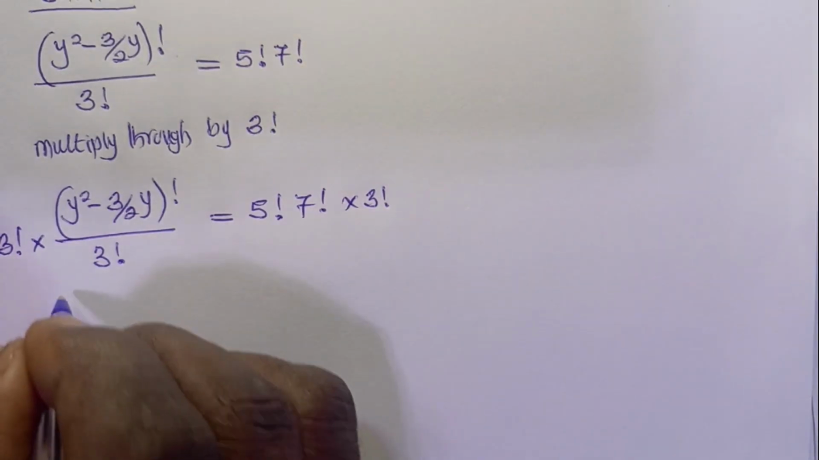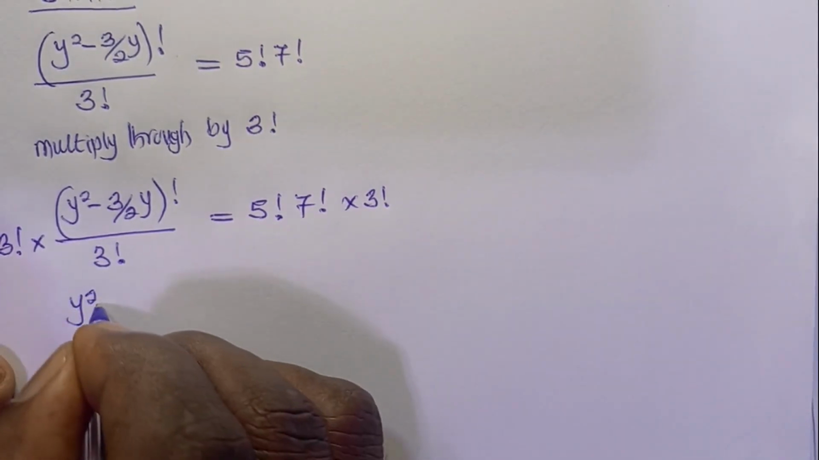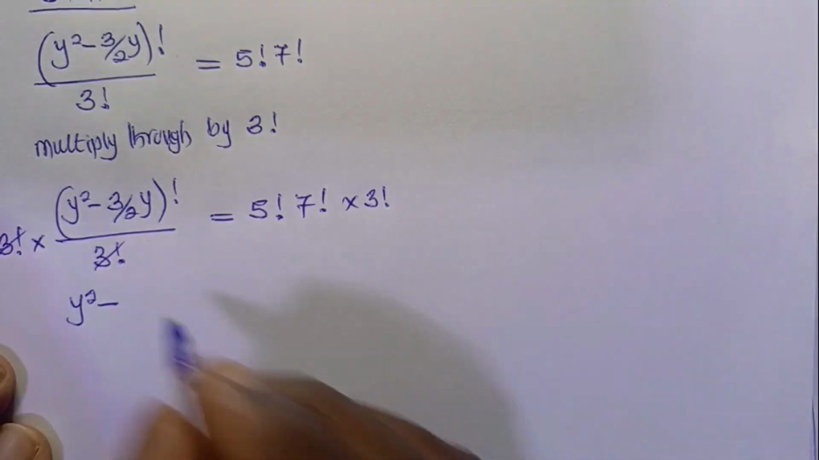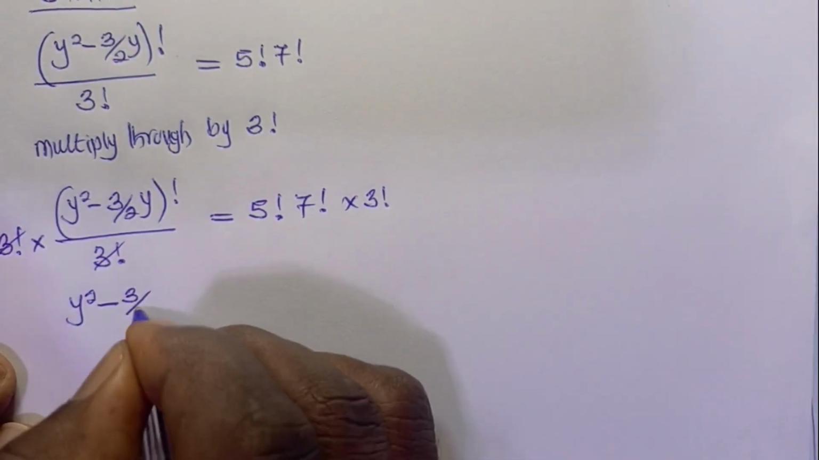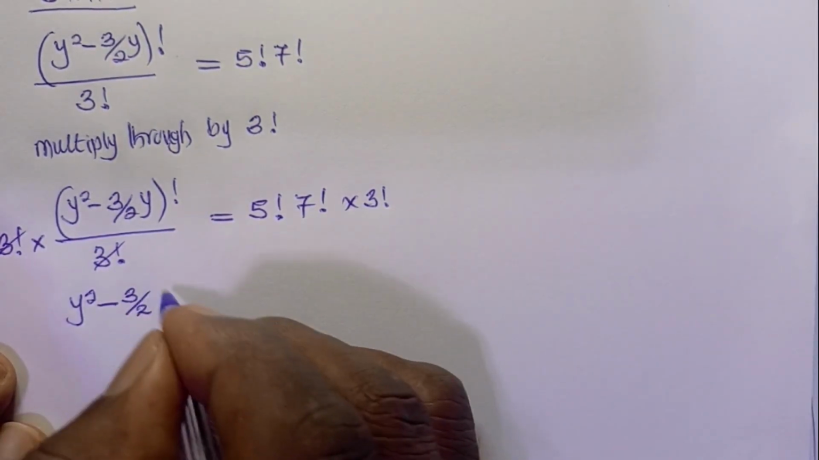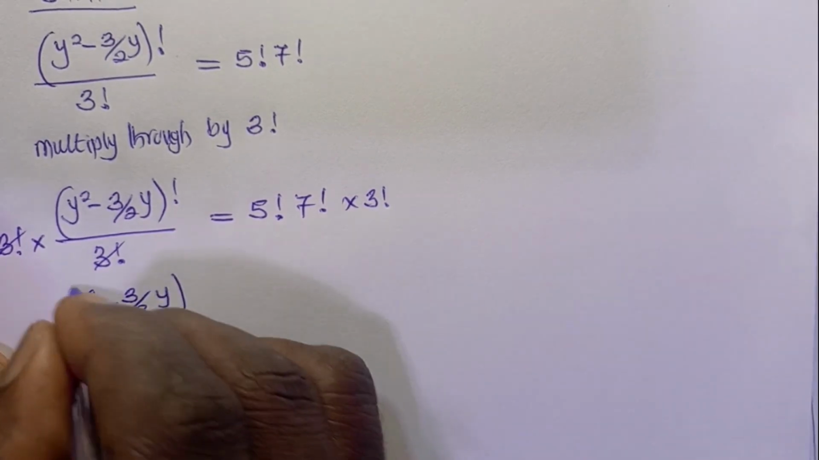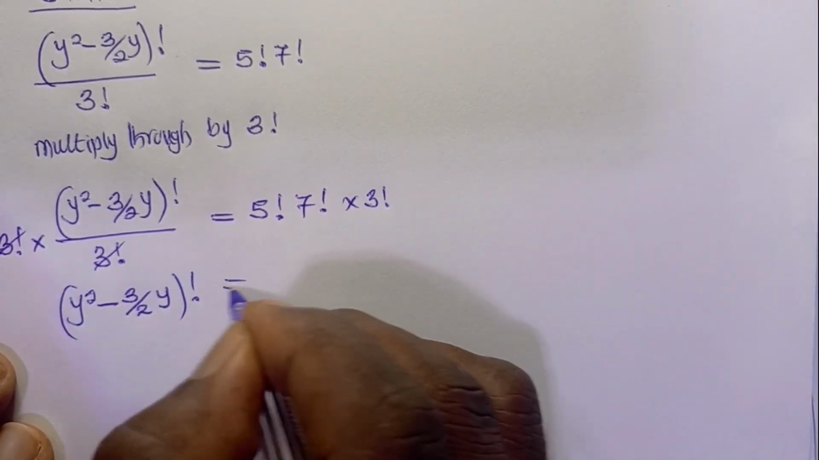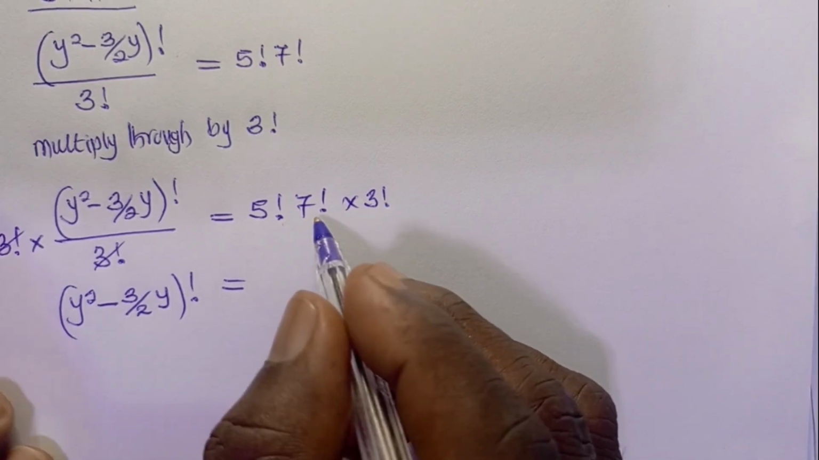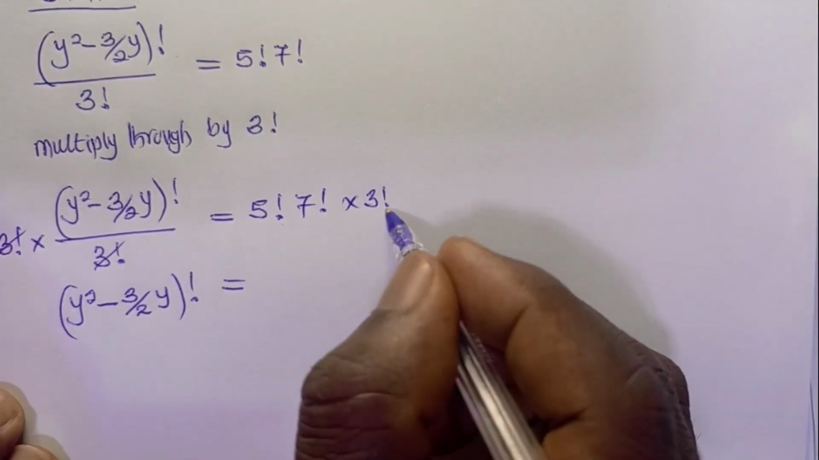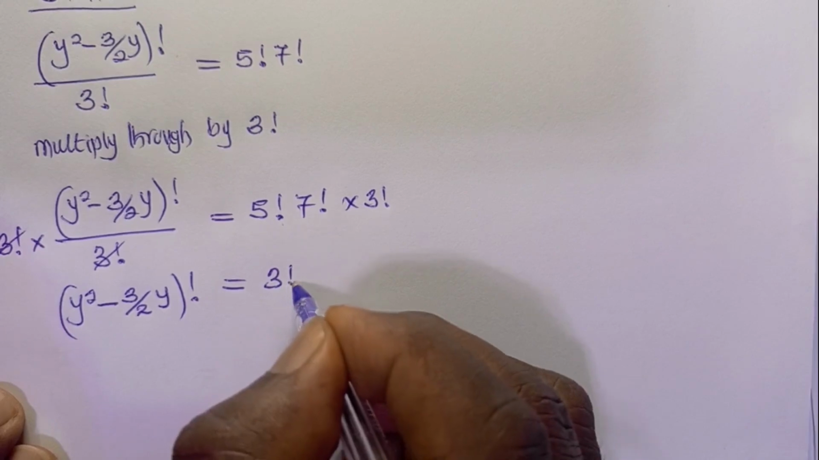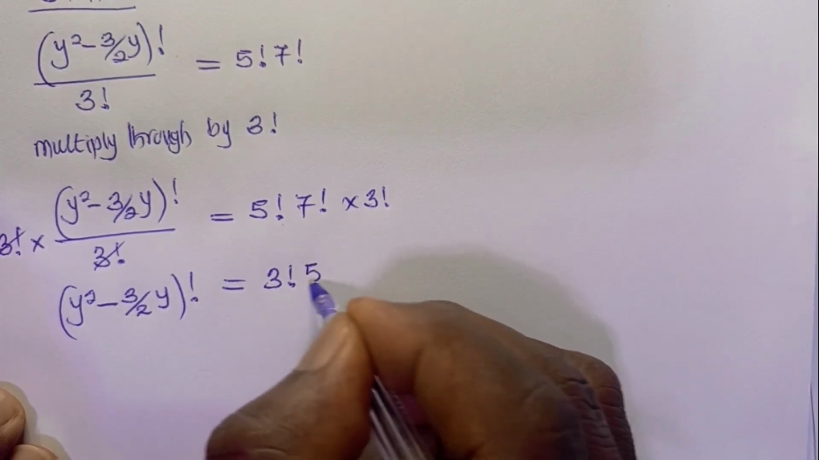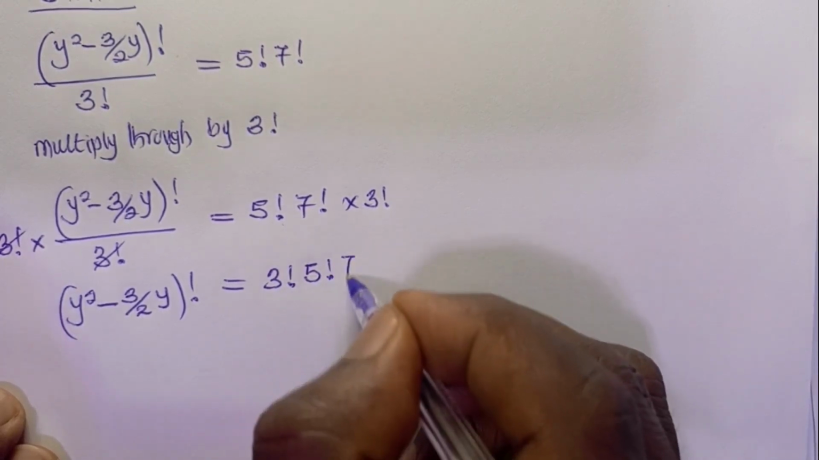This will give us (y² − 3/2 y)! with the factorials cancelling, equals 5! 7!. So let's rearrange this one. I can write this as 3! times 5! times 7!.